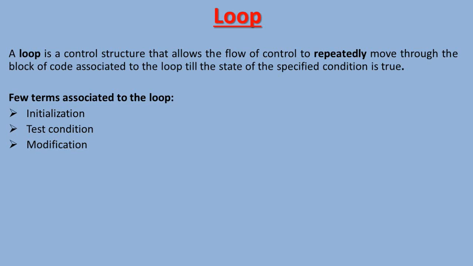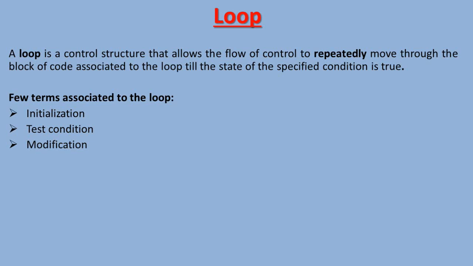Now I'll be showing you a few demonstrative examples, initially in the form of a flowchart, then a process chart, and then a few programs. But before that, let us know about a few basic terms which are associated to loops. The first thing which we need to know is the initialization. The next thing is the test condition, and the third one is the modification.